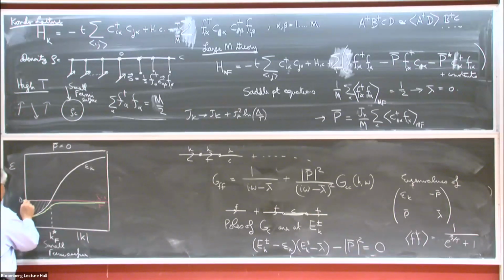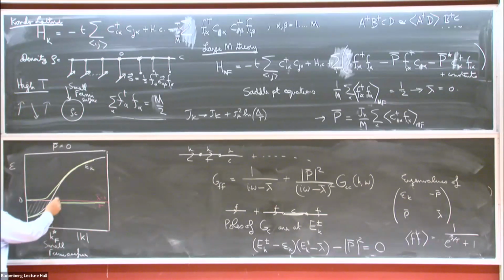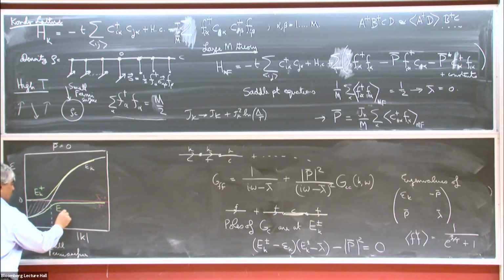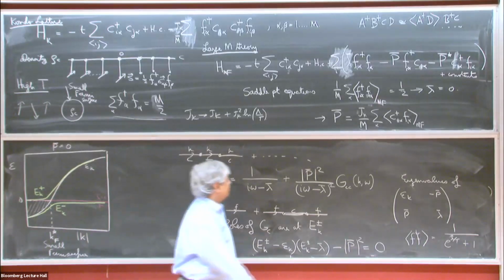And there'll be the other band, which will come in flat and then go up like this. Okay, so this we're going to call E_k plus, and this is E_k minus. Okay, so what do we have to do?